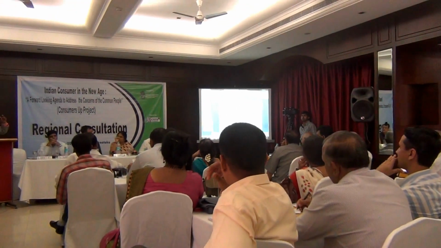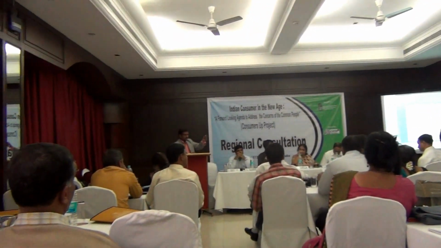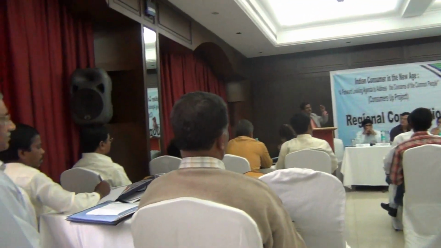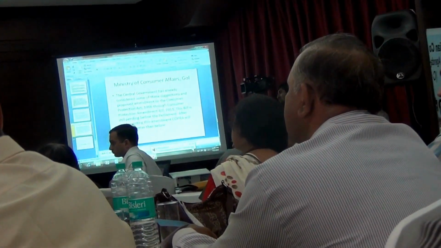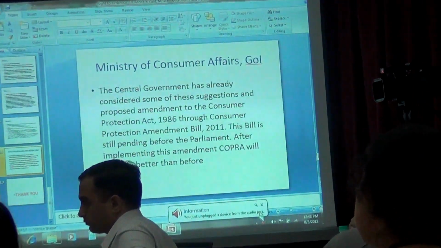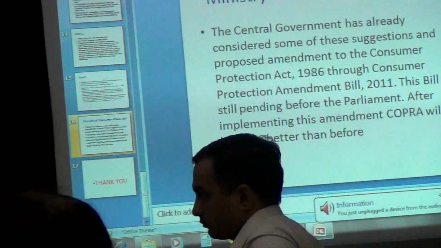In the definition of deficiency, they have added another clause. For example, take a doctor: if he is withholding relevant information from the patient, it is considered a deficiency in service. Then the definition of electronic form was added. Under unfair trade practice, they have added two important things. If the seller fails to issue a bill, it is considered an unfair trade practice. And if the seller discloses the personal information of the consumer to others, that is also an unfair trade practice. And unfair contract is also a very good definition they have added.